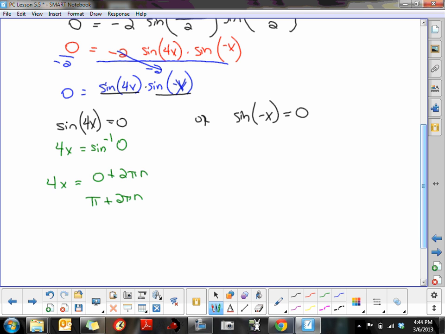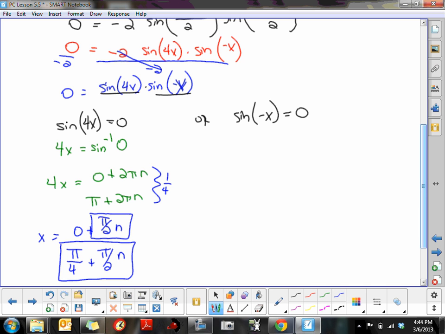And then what we'll do is get rid of multiplying by 4. To get rid of multiplying by 4, I'll multiply both of these times 1/4. So that's going to be 0 plus, we take the fourth of 2 pi, that should be pi halves n. And the other one should be pi fourths plus pi halves n. So we could just shorten this one down to pi halves n, and then we have pi fourths plus pi halves n.